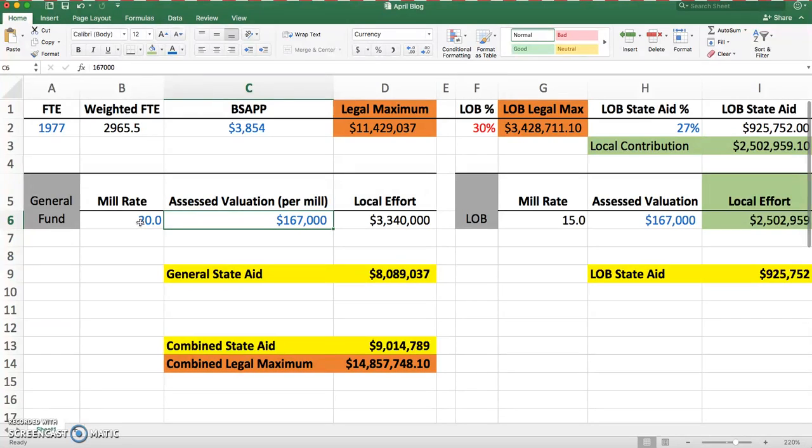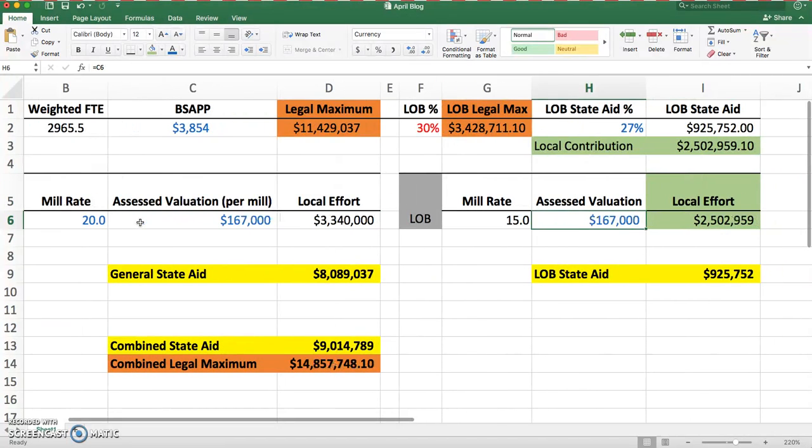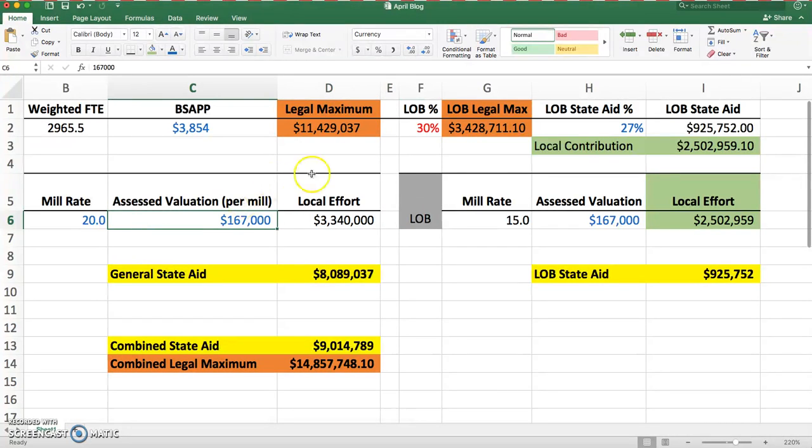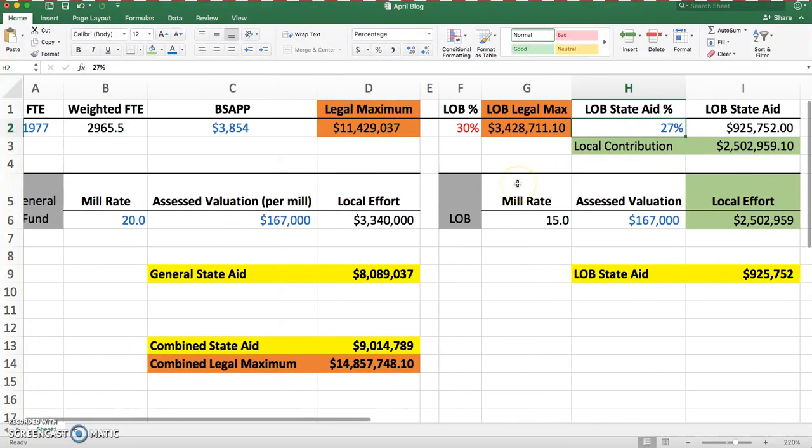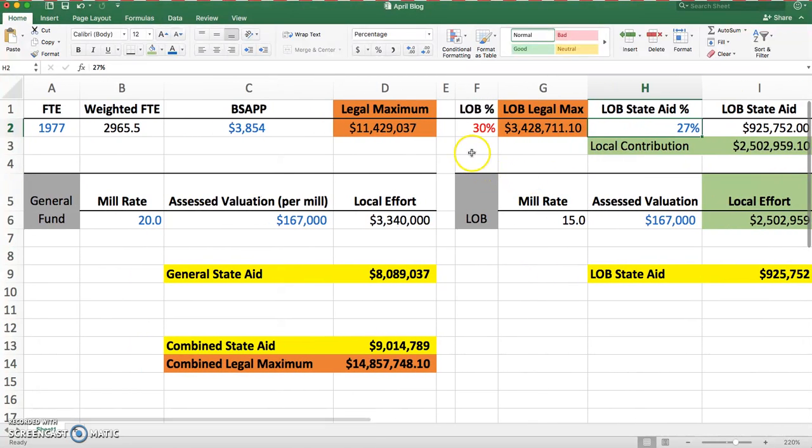We also, in my opinion, cannot control the assessed valuation. Of course, there are some other economic factors that could or could not contribute to that, but generally speaking, we don't have control over that. We also cannot control the LOB state aid, again another thing set by the legislature. So really, the only thing that we have control over is our LOB percentage, which I've color-coded in red to highlight the fact that that is one local decision that we have. And it's a big local decision, and we can get into that later.